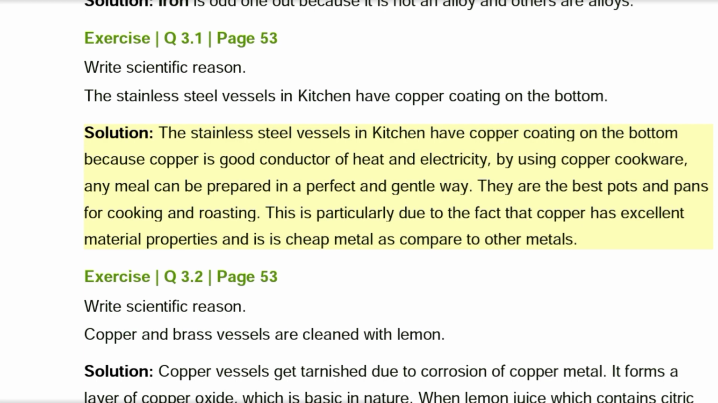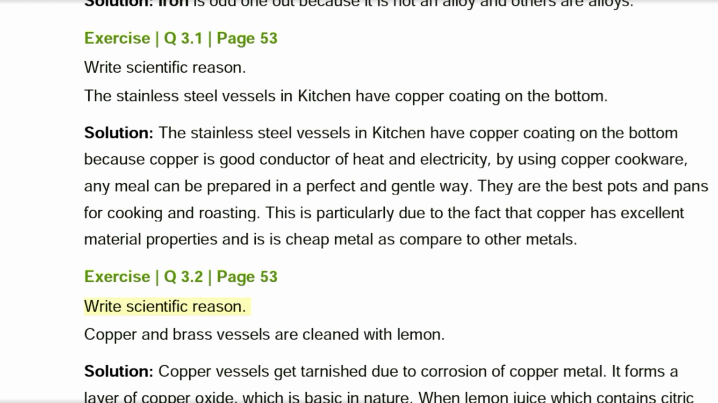and electricity. By using copper cookware, any meal can be prepared in a perfect and gentle way. They are the best pots and pans for cooking and roasting. This is particularly due to the fact that copper has excellent material properties and is a cheap metal as compared to other metals.